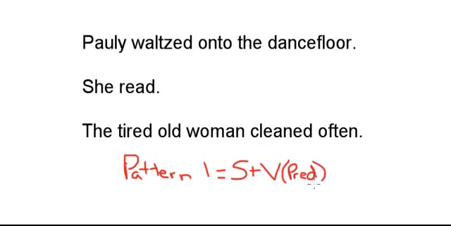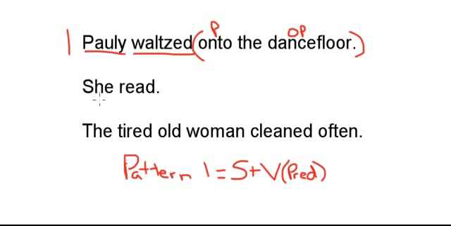Okay, so let's look at these sentences. Polly waltzed onto the dance floor. Remember, the first thing you do when you get these sentences is eliminate those prepositional phrases. We have our preposition, it starts with a prep, ends with our object of the prep, which has to be a noun or a pronoun, and then we're left with our subject and our predicate. So this is in pattern number one.